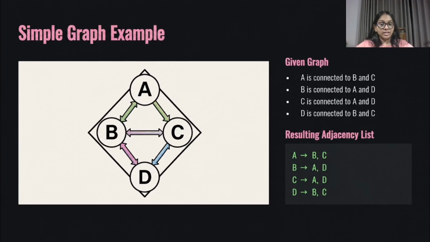Now let's create the adjacency list. Vertex A points to B and C. Vertex B points to A and D. Vertex C points to A and D. Vertex D points to B and C. And there we have it. The entire graph has now been transformed into adjacency list representation. Notice how compact and organized it looks.